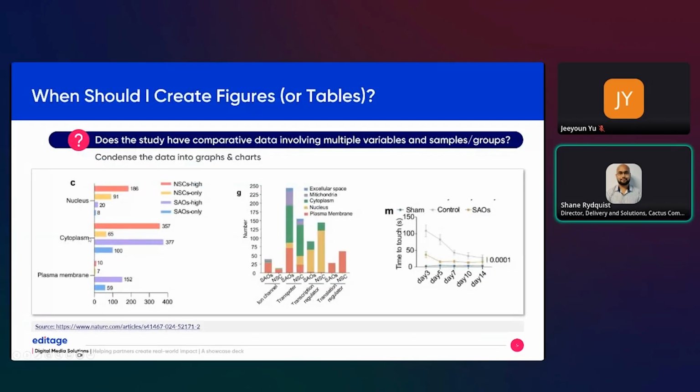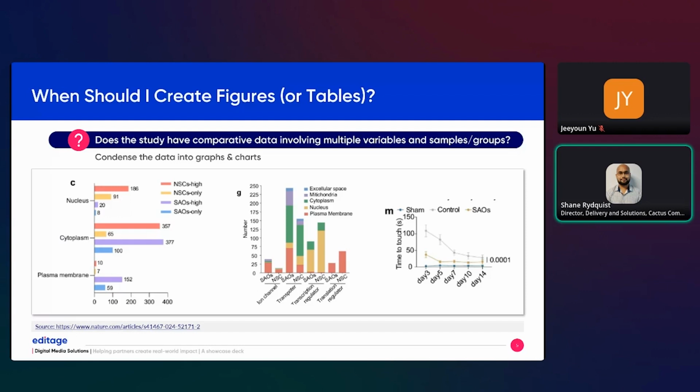So then, the question you must be asking, when is it that I should be creating figures or tables? For that, I wish to show you four large questions that you should be asking yourself when it comes to the creation of figures or tables.